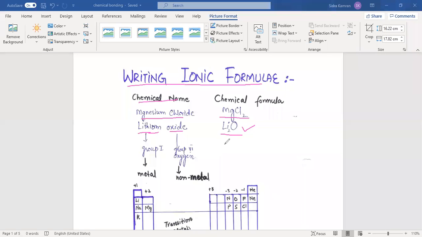While writing the chemical formula of an ionic compound, you must remember the valencies of some group elements. Lithium is from group 1 and oxygen is from group 6. Lithium is a metal and oxygen is a non-metal. When a metal and a non-metal combine, they form an ionic bond. Always remember this: ionic bonds form between metals and non-metals. Here you can see a rough sketch of the periodic table.